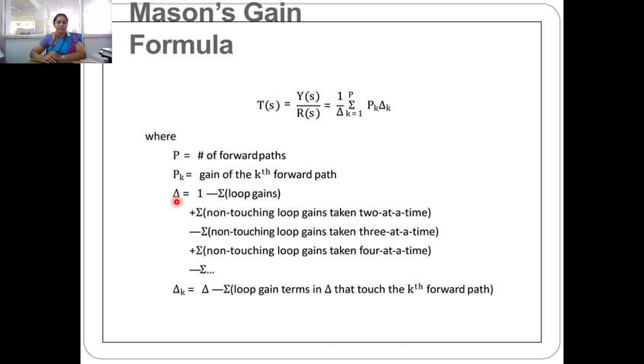And this is your delta, which is equal to 1 minus summation of loop gains, plus two non-touching loops, minus three non-touching, plus four non-touching, and again it goes the same for delta k, that is delta is equal to summation of k forward paths.